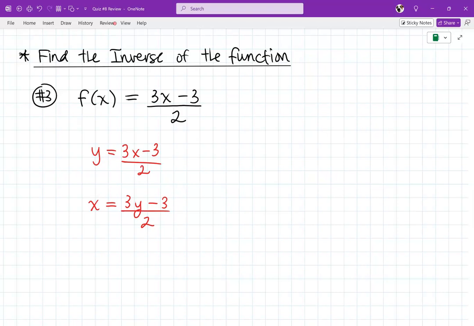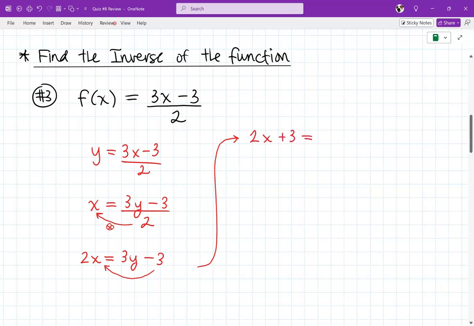So let me get this 2. I'm going to throw it over there, but since it's dividing, I'm going to have to multiply it. Okay? So I'm going to multiply it times x. So that's going to be 2x is equal to 3y minus 3. I got to keep solving for y, so I'm going to move this negative 3 over. I'm going to add it. Let me kind of take it over here. So I get 2x plus 3 is equal to 3y.